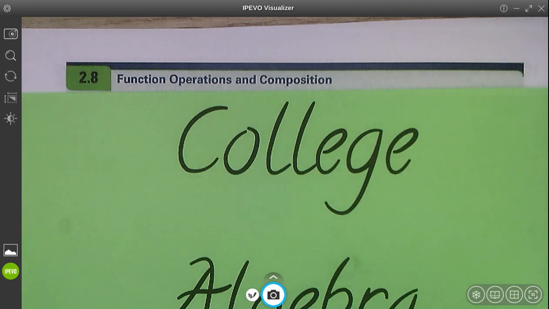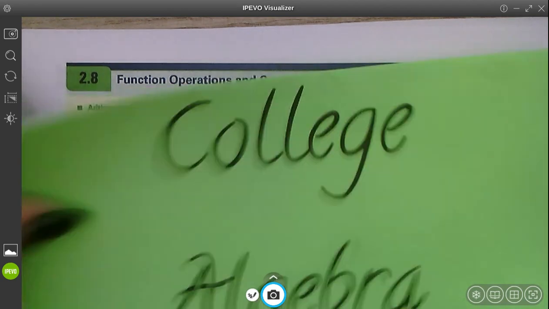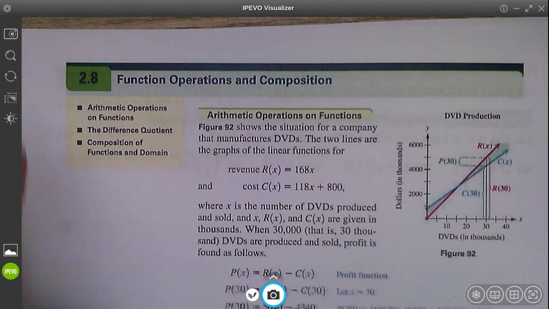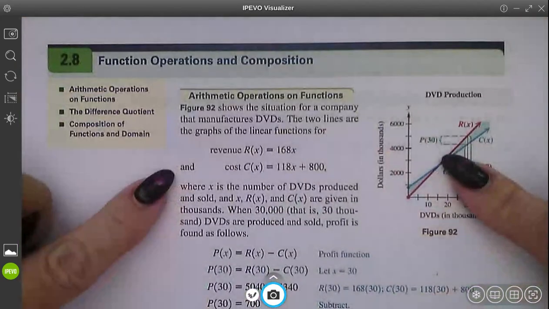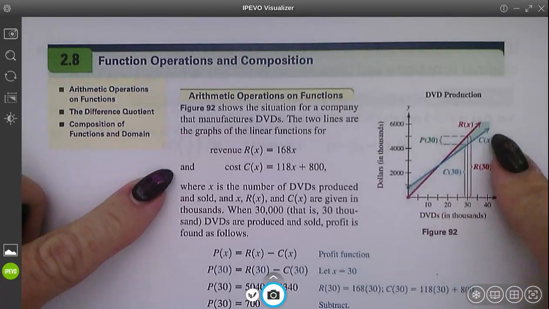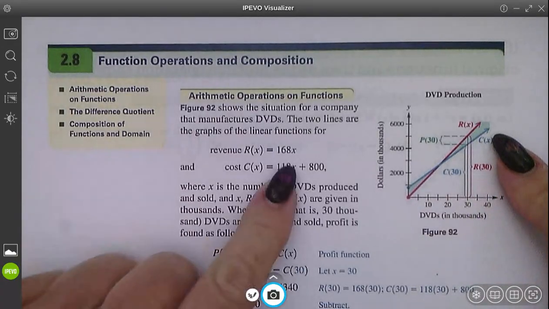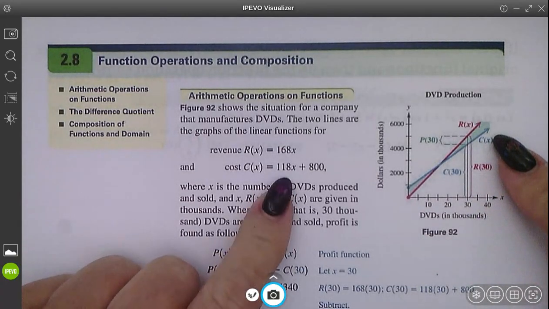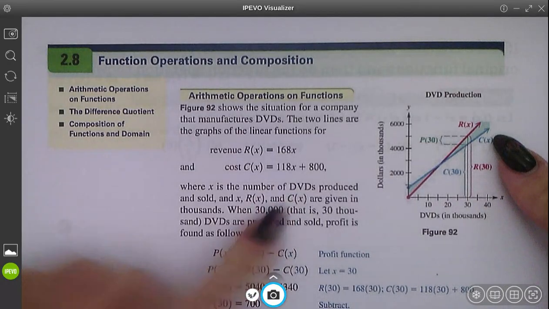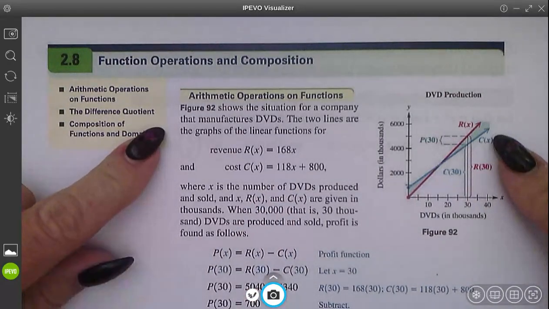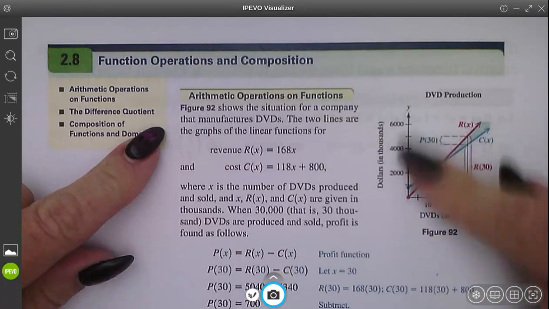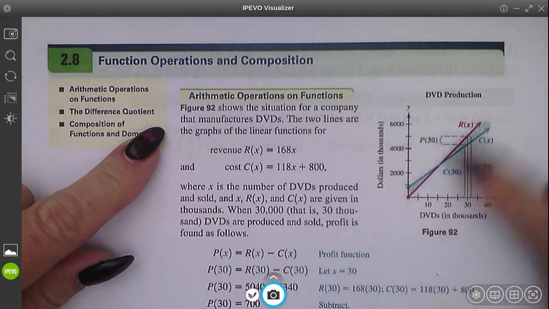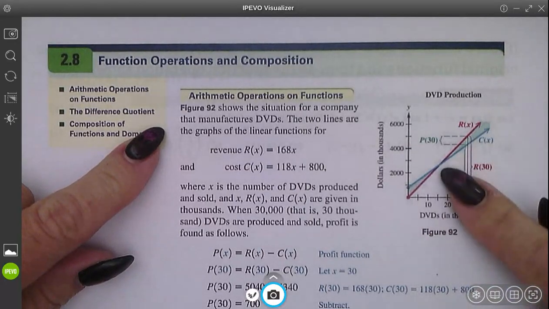Section 2.8 is going to be function operations and compositions. So what we have here is a revenue and a cost function. Revenue is 168x and cost is 118x plus 800, and it's showing DVDs and dollars. So the revenue and cost obviously intersect here at the equilibrium point.